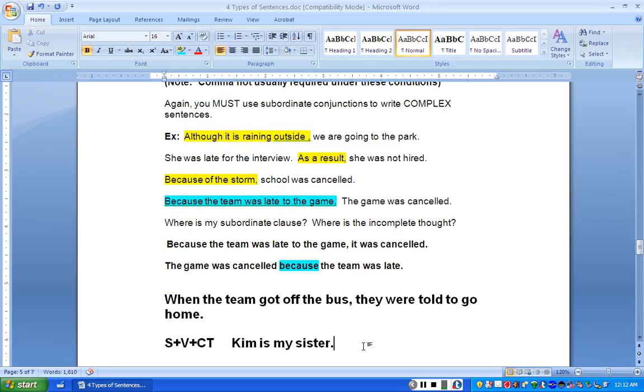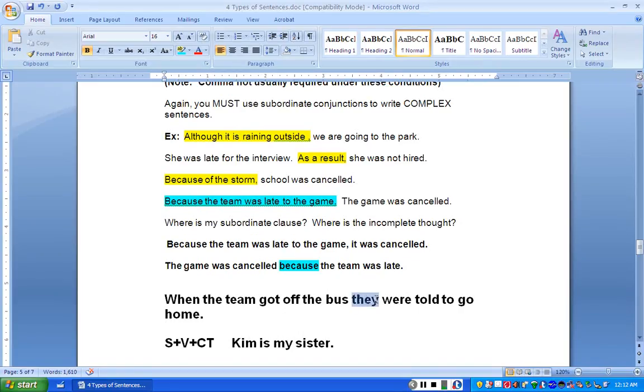When the team got off the bus, they were told to go home. I'm going to take the comma away. And let's just look at it again. When the team got off the bus they were told to go home. Then you have to ask yourself, how do you figure out where the comma goes? Well, after the incomplete statement, what's going to pop up to make it a sentence? You're going to look for the subject. Absolutely. You're going to look for the actual new sentence. What is that independent clause that makes this first part make sense? So when the team got off the bus, what happened? They were told to go home.